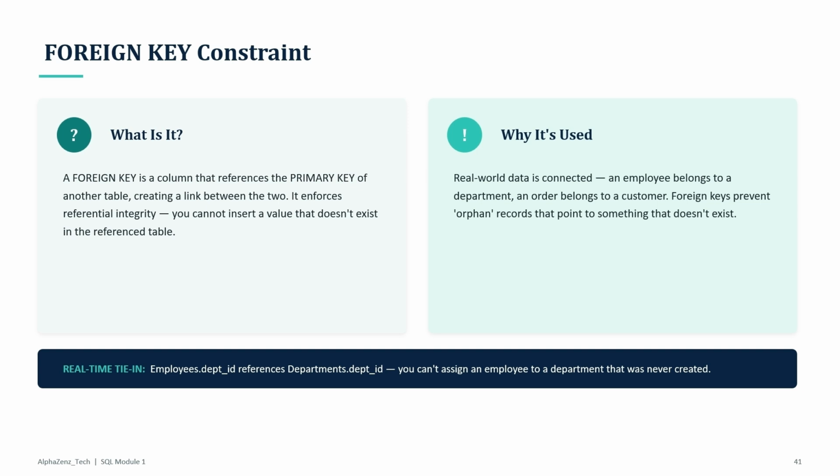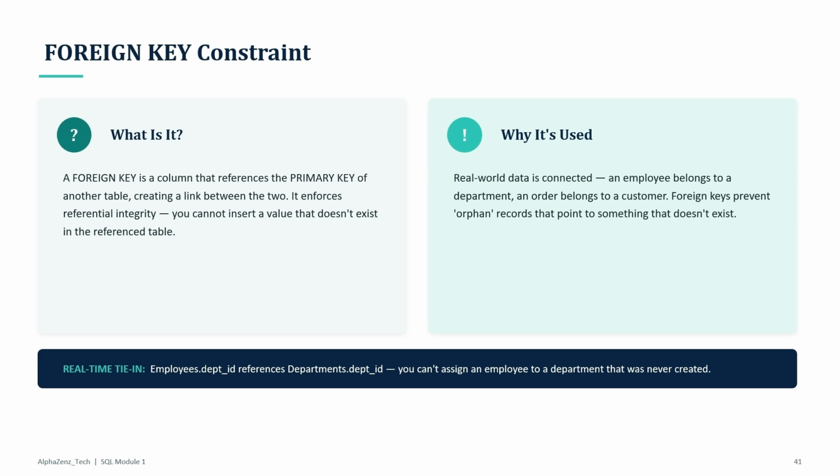Slide 48. Foreign key, concept and why. A foreign key is a column that references the primary key of another table, creating a link between the two tables. This enforces something called referential integrity. You literally cannot insert a value that doesn't exist in the table it's pointing to. Why? Because real-world data is connected. An employee belongs to a department. An order belongs to a customer. Foreign keys prevent what we call orphan records, records that point to something that doesn't actually exist.